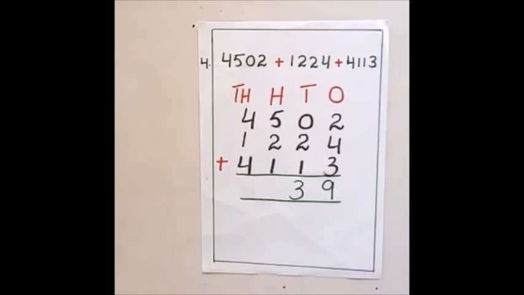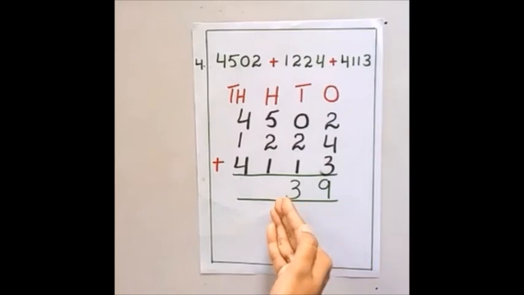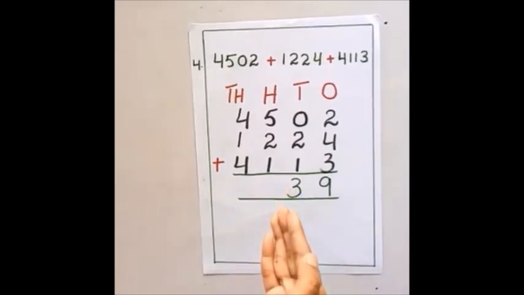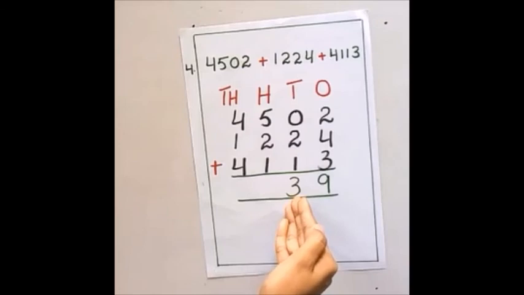I keep on shifting one place to the left. So starting from the rightmost place, I add the digits and shift on to the next place. Again I add the digits and shift one place to the left.